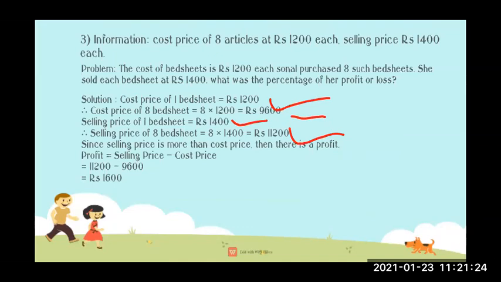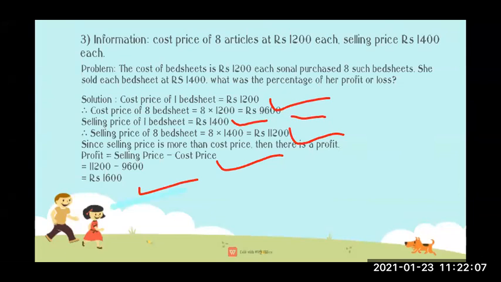So we have to use the formula of profit. Profit equals selling price minus cost price. Now selling price is how much? 11,200 minus cost price is how much? 9600. So as we deduct 9600 from 11,200, we are getting the profit as rupees 1600. See, we got the profit amount, that is 1600. So we have to apply this profit in the profit percentage formula.